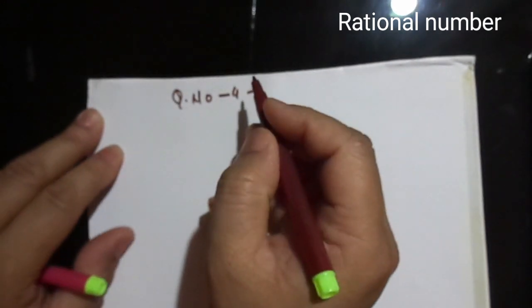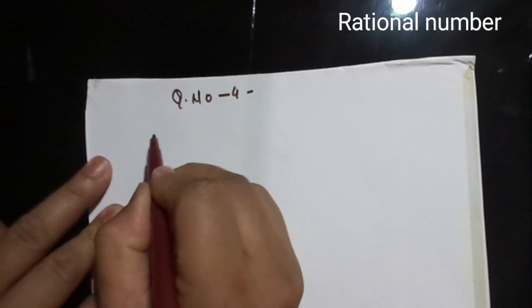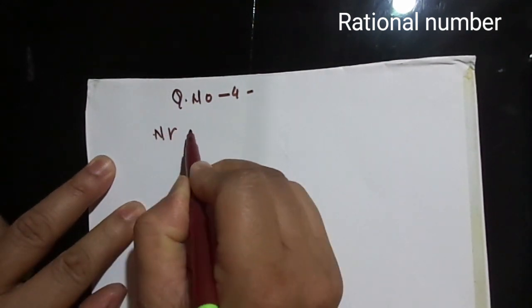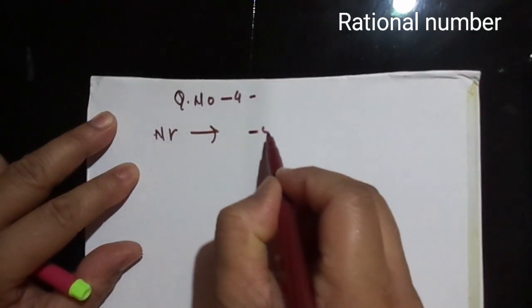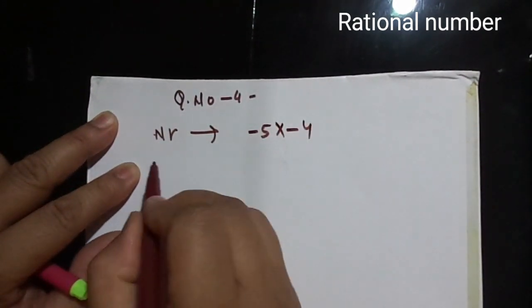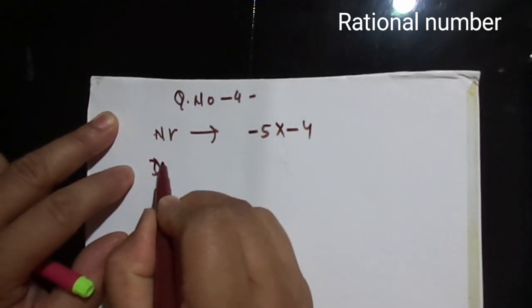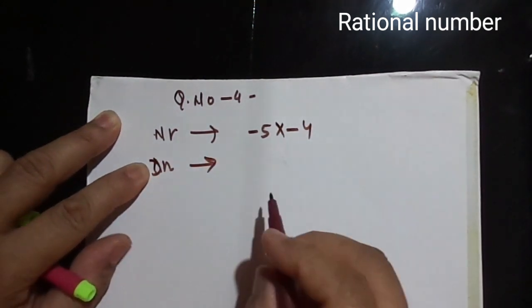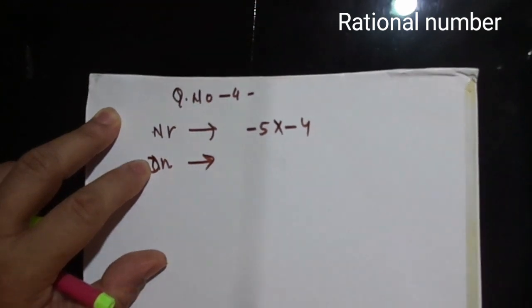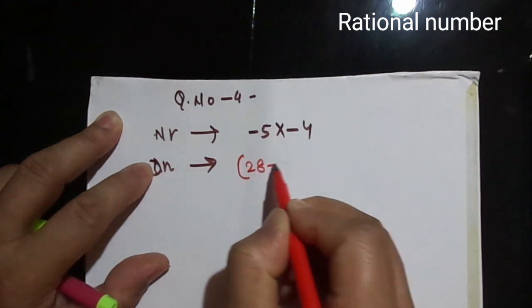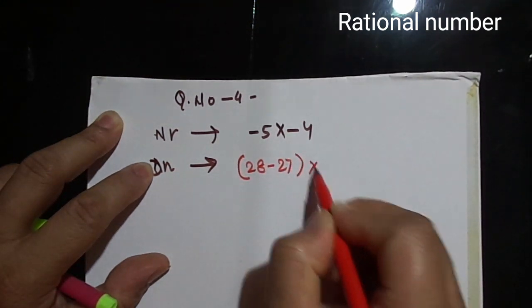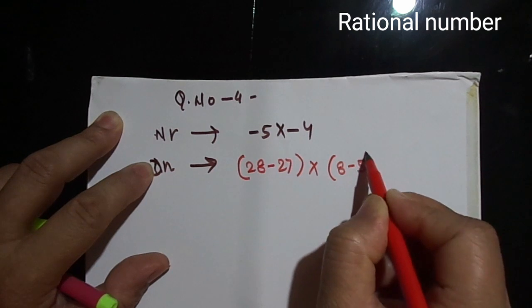Let's come to question number 4, where we have to write down a rational number. They have given you the numerator as minus 5 into minus 4, and they have given you the denominator also, as 28 minus 27 multiplied by 8 minus 5. I would use a different colored pen so that everything is clear.